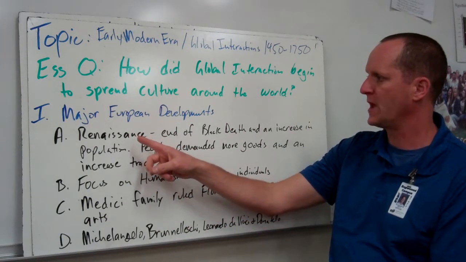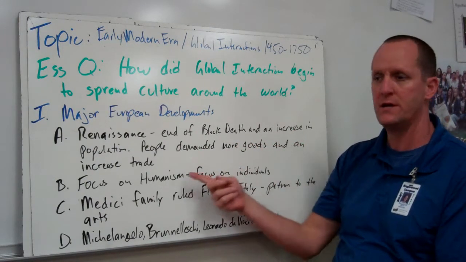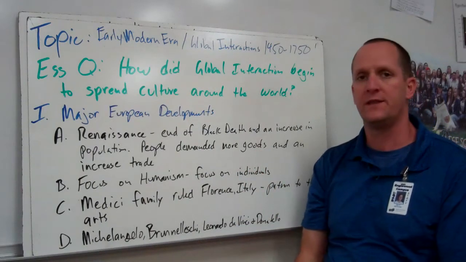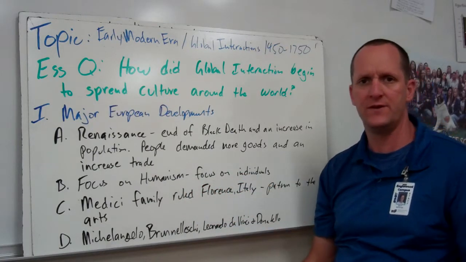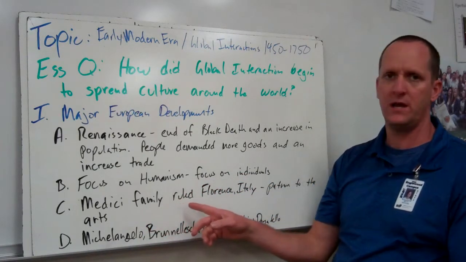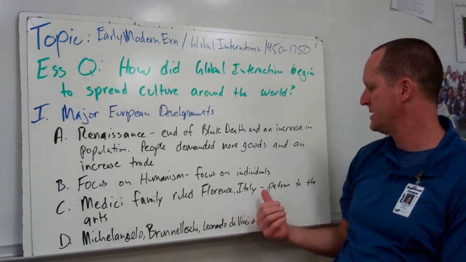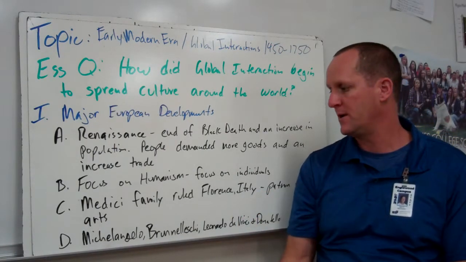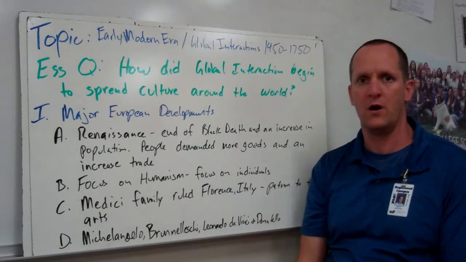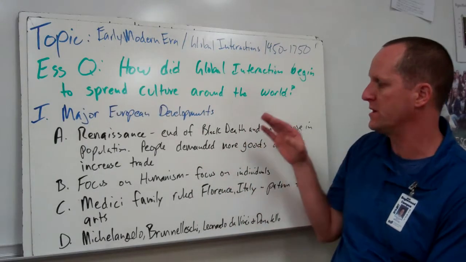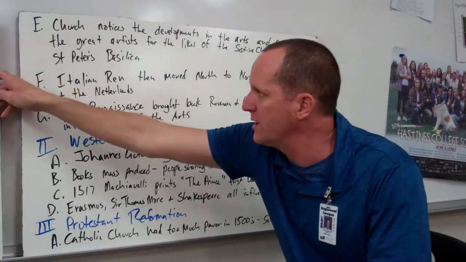The Renaissance. The Renaissance came about because of the end of the Black Death, an increase in population. People demanded more goods, and this increased trade. There was a focus on humanism, or a focus on individuals. The Medici family in Florence ruled Florence and had a lot of extra money. They were bankers, and they were patrons to the arts, with the likes of Michelangelo, Brunelleschi, Leonardo da Vinci, Donatello, names that we're all pretty familiar with pertaining to the Renaissance. The Renaissance began and spread from northern Italy.